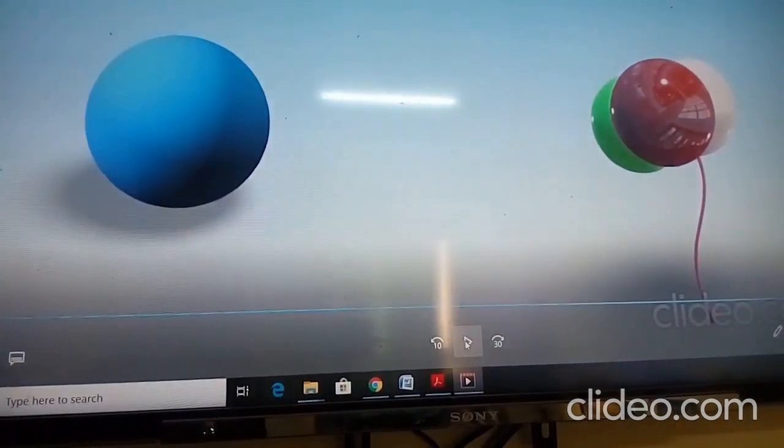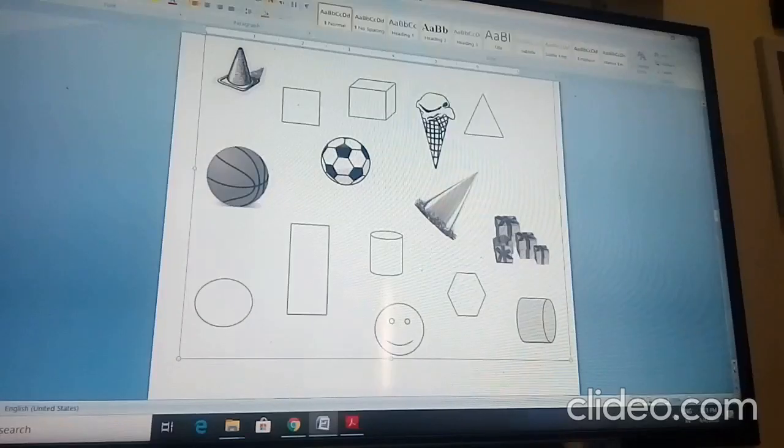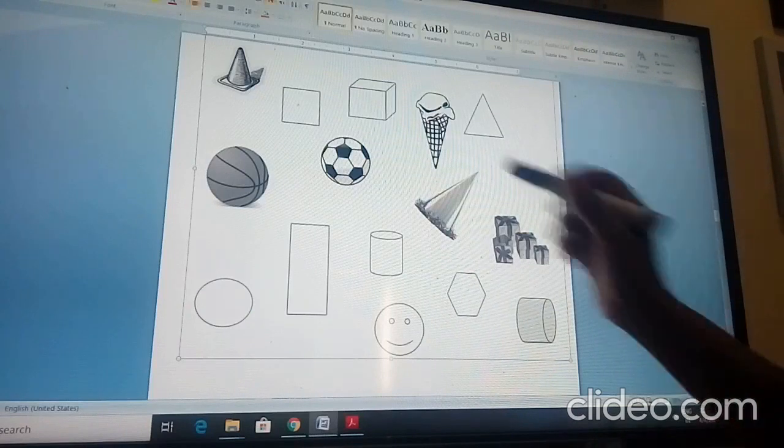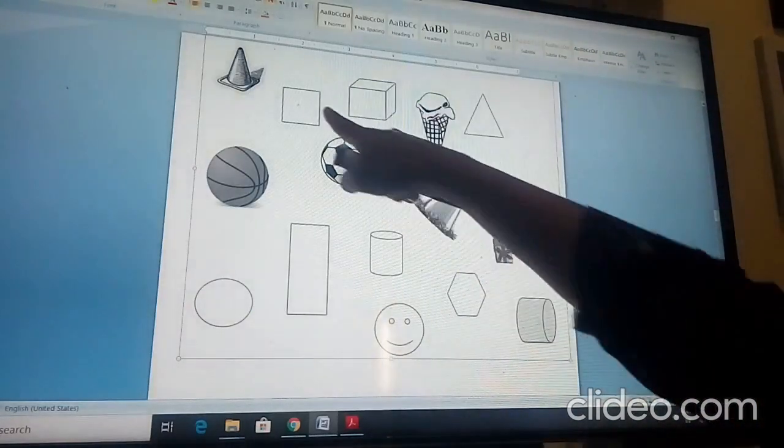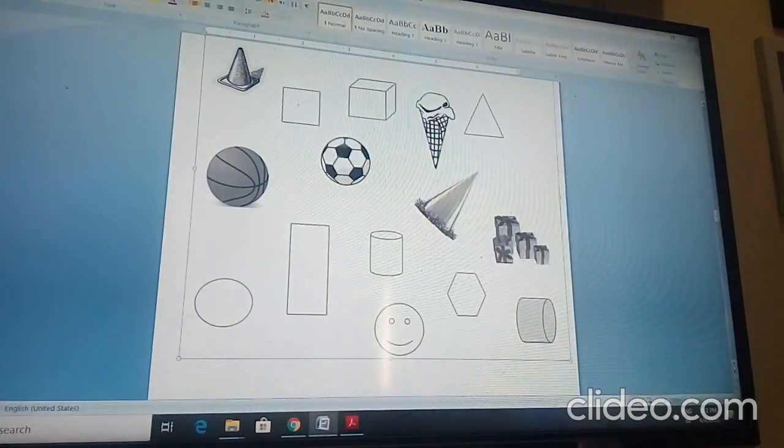And now we revise the 2D shapes and 3D shapes. So here we have some pictures. From these pictures you are going to identify the 2D shapes and the 3D shapes. So the first one is this. Can you identify this picture? Yes, this is a square. So is this a 2D shape or 3D shape? Yes, you are right. This is a 2D shape.